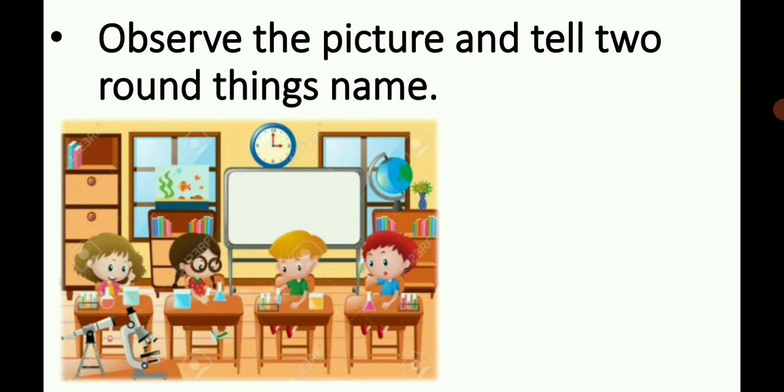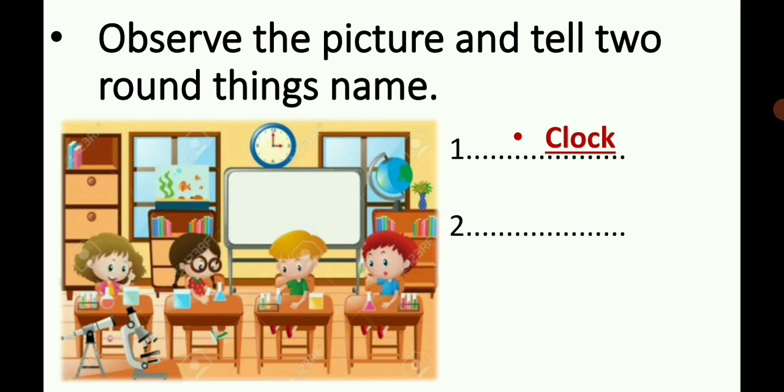Kids, now observe the picture and tell two round things' names. Kids, you can see here a picture. So just observe it very carefully and see the things which are round in shape and write or tell their names here. Tell me which are in round shape. Yes, a clock. Very good. A clock is in round shape.